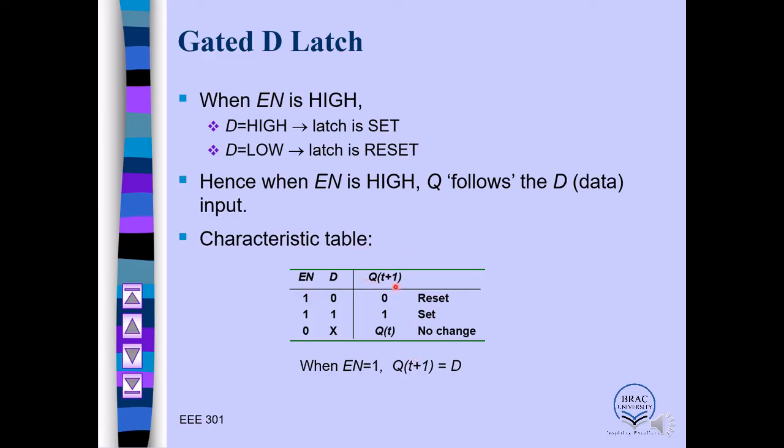If you draw the K-map for these, and simplify it, you will find that for En 1, Q of t+1 equals D. That means whatever value you have as the input, you will get as the output. That's the next step.